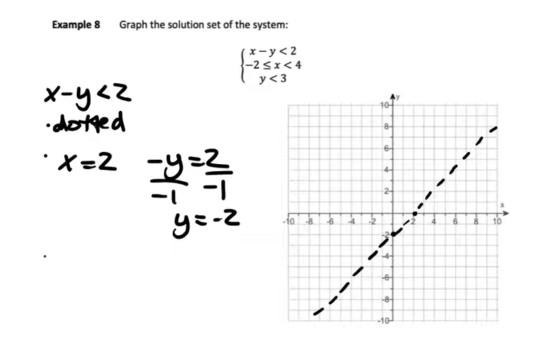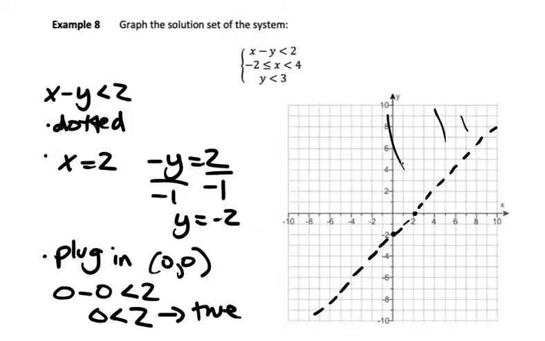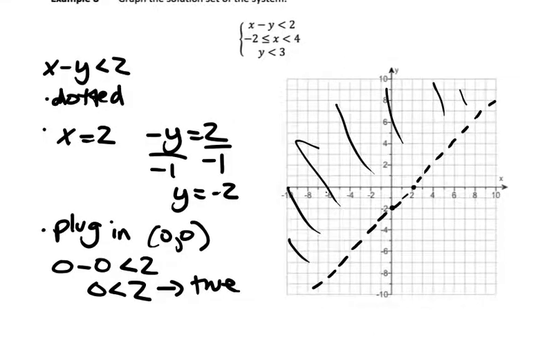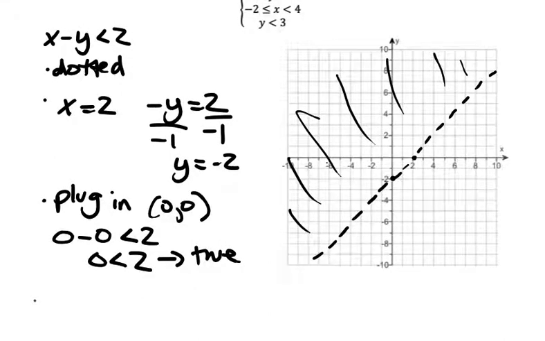And then do my test point. So 0 minus 0, less than 2. That is true because 0 is less than 2. So that means I'm going to shade on the left side of the line. Okay, now my next one here, this is negative 2 less than or equal to x less than 4. That's actually going to be 2 lines. So let me copy this down here.